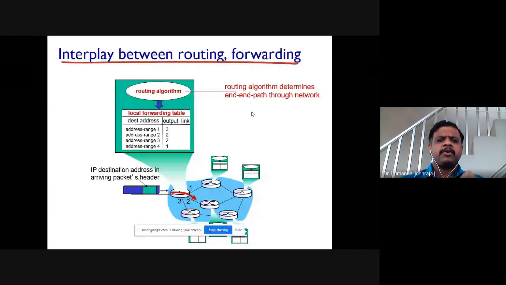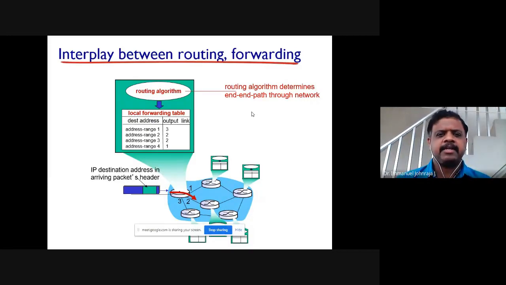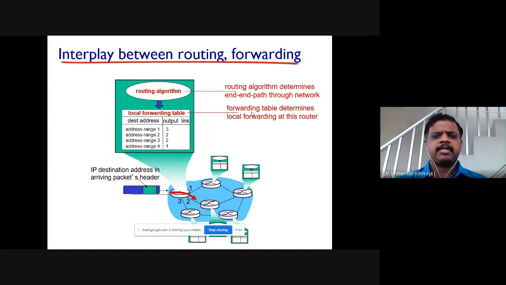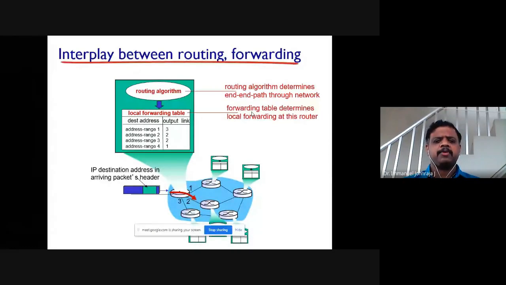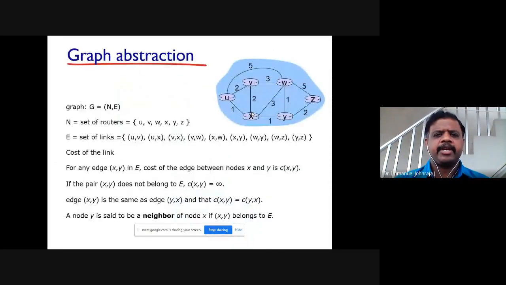The routing algorithm defines the path a packet has to take to reach the destination. It also supports the router in deciding whether to forward the packet in this direction or that direction. That decision is taken and supported by the routing algorithm, and your forwarding table determines where the actual packet has to be pushed. These are the two major things we are talking about, and other things are known to us, so I'll straight away get into the action.